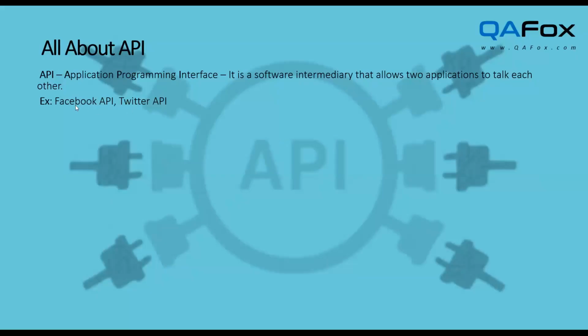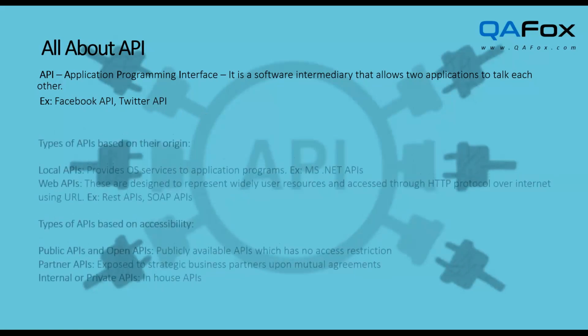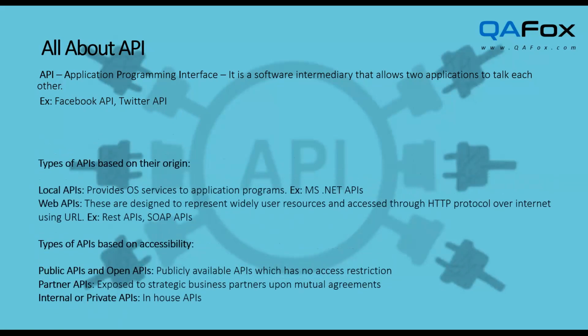So here, I'm taking the Facebook API and the Twitter API as examples. We are going to explore both of these APIs and how they work in the near future. So let's come to the types of APIs.